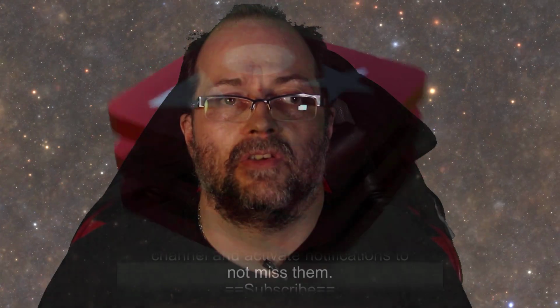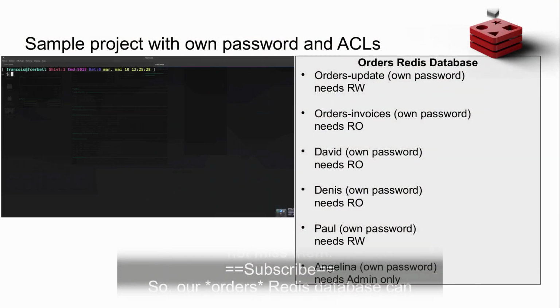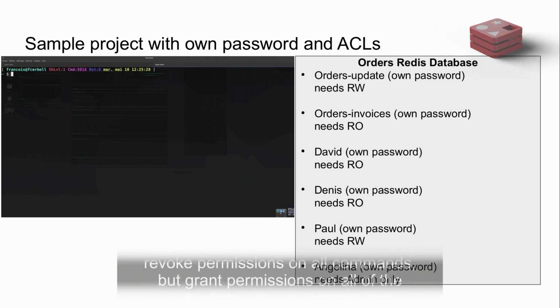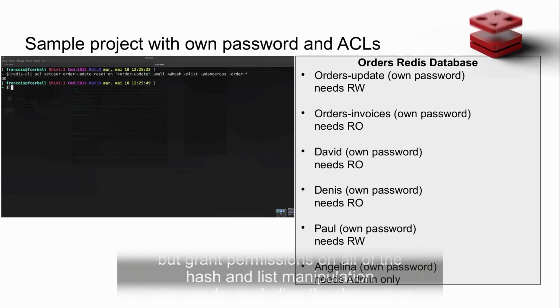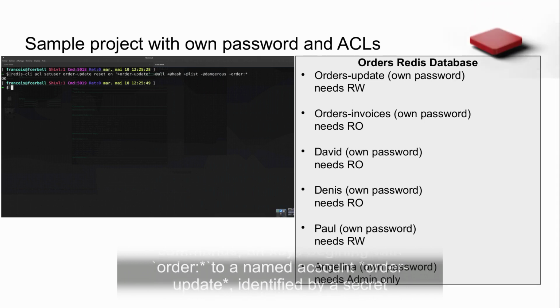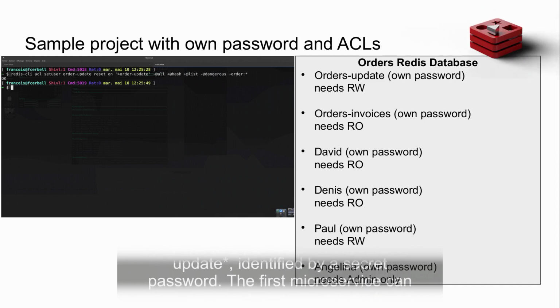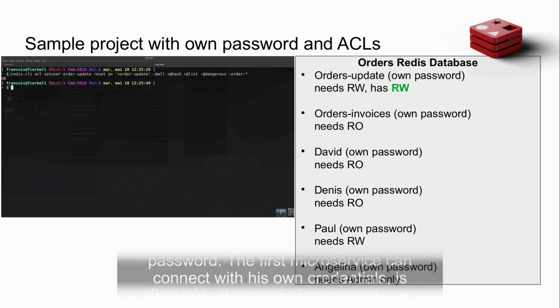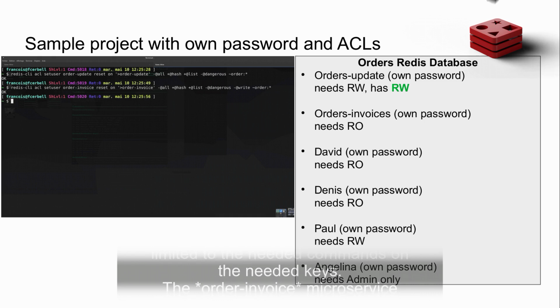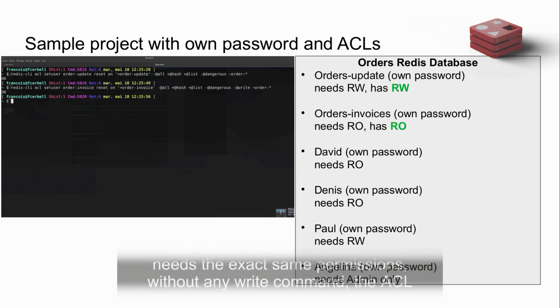So our order Redis database can revoke permissions on all commands, but grant permissions on all of the hashes and list manipulation commands, excluding dangerous commands, on keys beginning with order colon star, to an account, order update, identified by a secret password. The first microservice can connect with its own credential, is limited to the needed commands and the needed keys. The order invoice microservice needs the exact same permissions, but without any write command. So the ACL would be the following one.